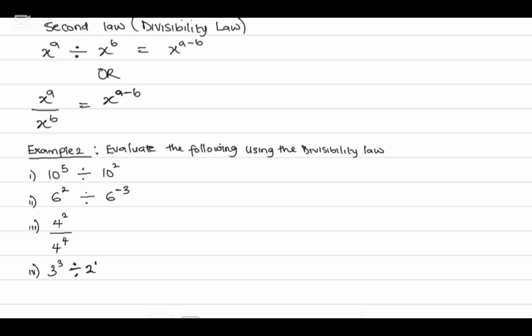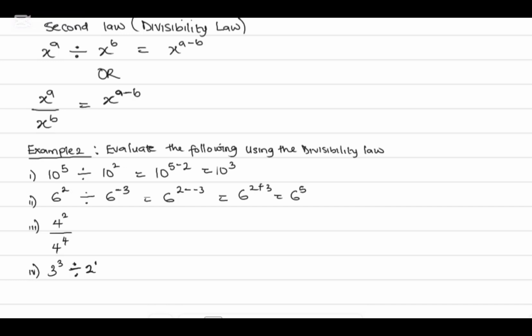So let's look at example 2 now. The first one says 10 raised to power 5 divided by 10 raised to power 2, which is simply 10 raised to power 5 minus 2, and that's 10 raised to power 3. The second one says 6 raised to power 2 divided by 6 raised to power minus 3. It's simply 6 raised to power 2 minus, then the number minus 3 again. Because minus and minus are next to each other, we multiply them, and minus times minus gives plus. That will be 6 raised to power 2 plus 3, and my answer is 6 raised to power 5.